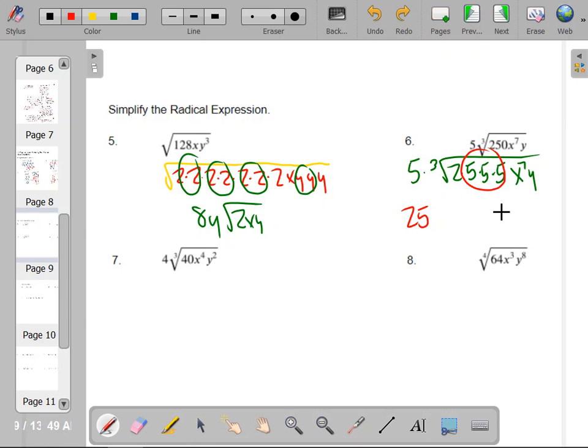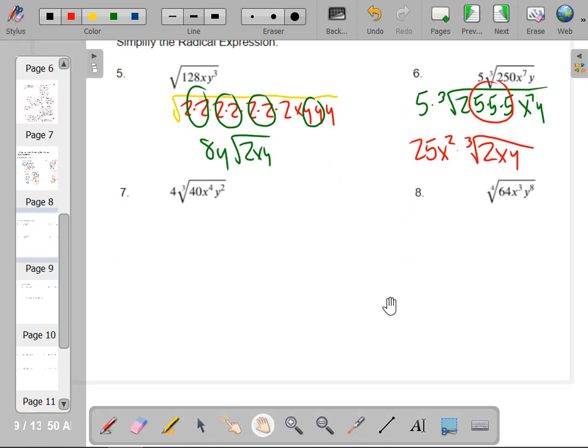How many groups of 3 will there be if you have 7 x's? There will be 2 groups of 3. One's going to be stuck on the inside. So that's all that can make it out. Now I have the third root of, I have a 2, I have 1 more x, and I have 1 more y stuck in there. 2xy again is the radicand.